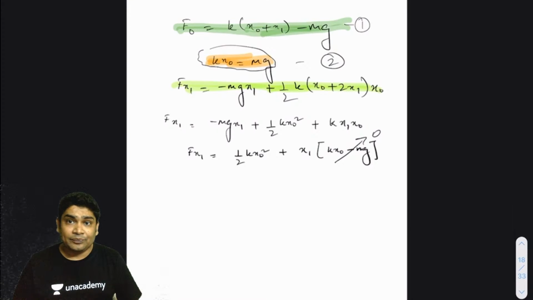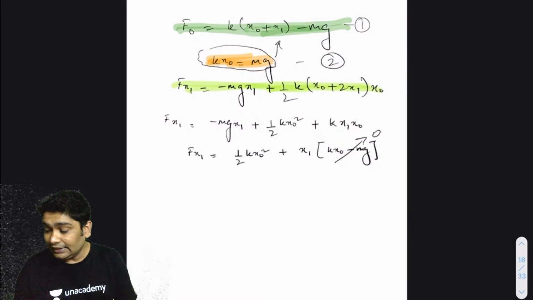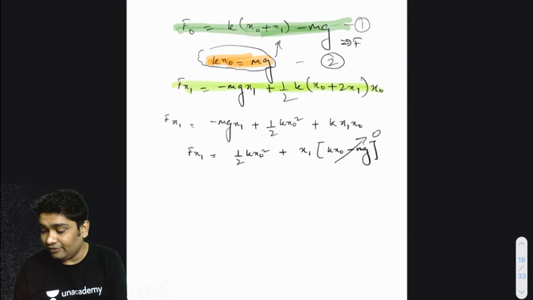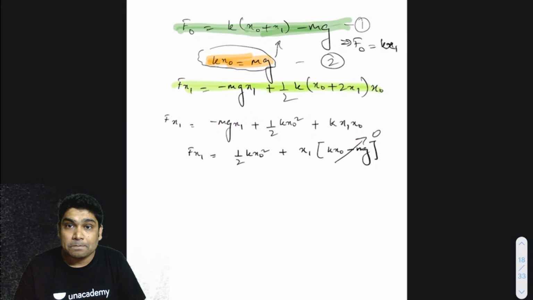So I can do anything. I can either replace x1 or I can try and replace. So again from here, what you will realize is that k x naught, if I use this, can I say that F naught would be k x1? Agreed? I hope you realize this.